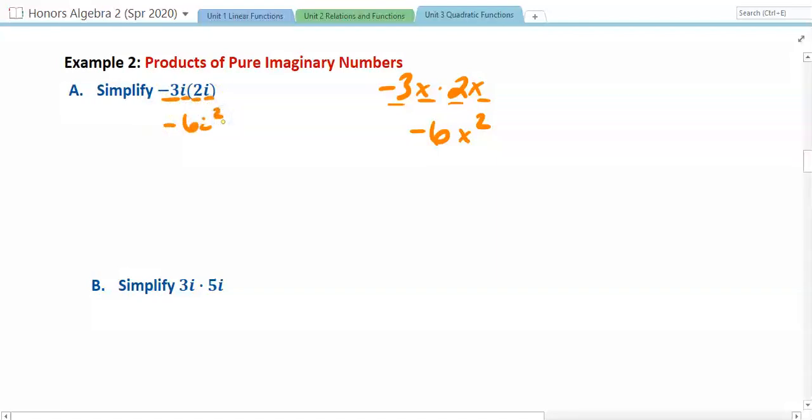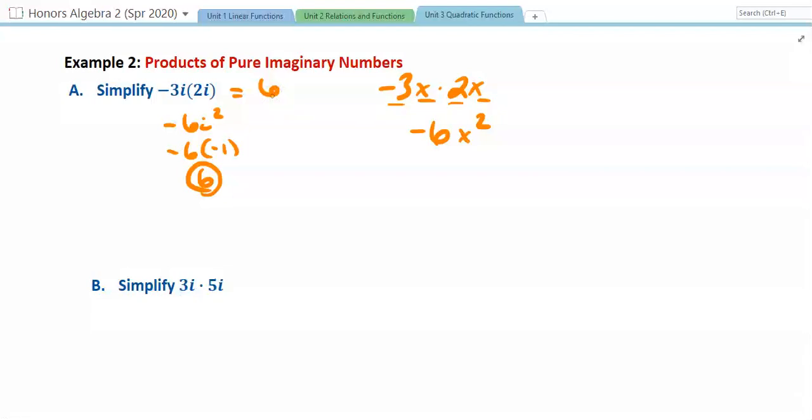But go back to our definition, go back to our standard for today. i squared is equal to what? i squared is equal to negative 1. And so I'm going to change this i squared to negative 1, and I'm going to get negative 6 times negative 1 is positive 6. And so when we multiply negative 3i times 2i, we just get 6. The product of two imaginary numbers could come out to a real number. It sounds crazy, but it's true.